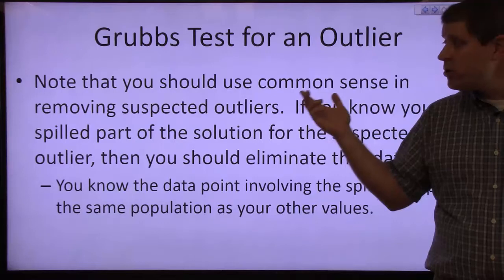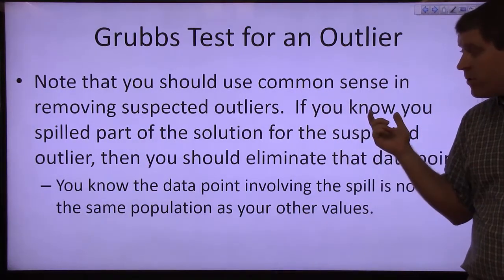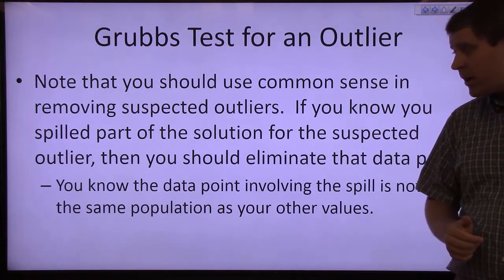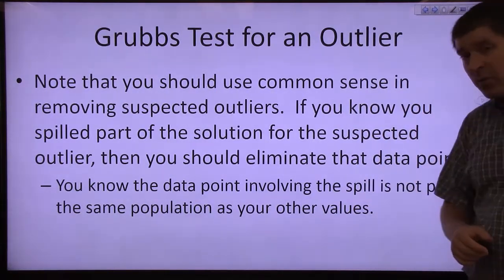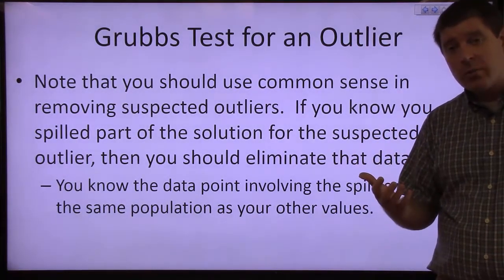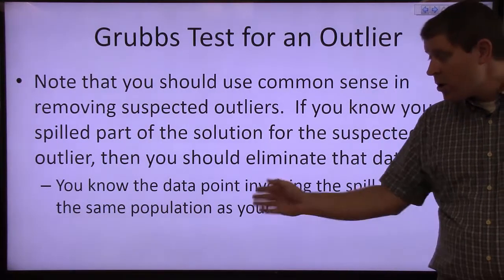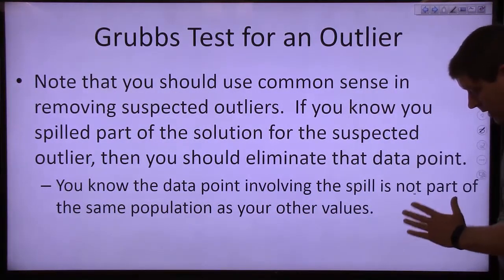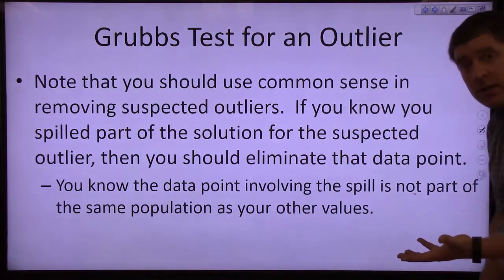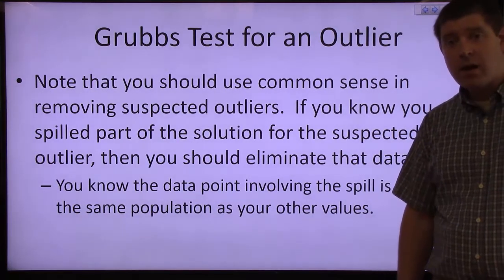Now, note that you should use some common sense in removing a suspected outlier. If you know that you spilled part of the solution for the suspected outlier, then you should eliminate that data point. Realistically, you should have eliminated that data point as soon as you made that spill. You need to start that particular trial over again. So you know the data point involving the spill is not part of the same population as your other values. Your other values didn't have a spill in them, and thus you're measuring different values.